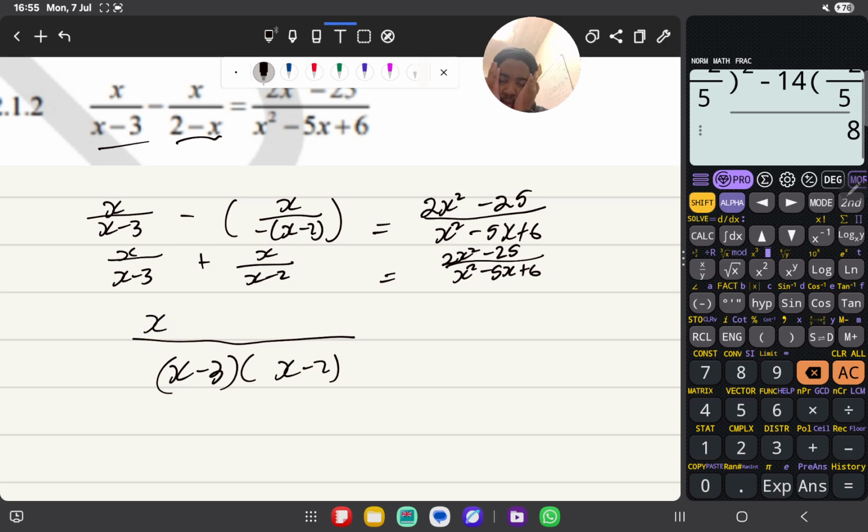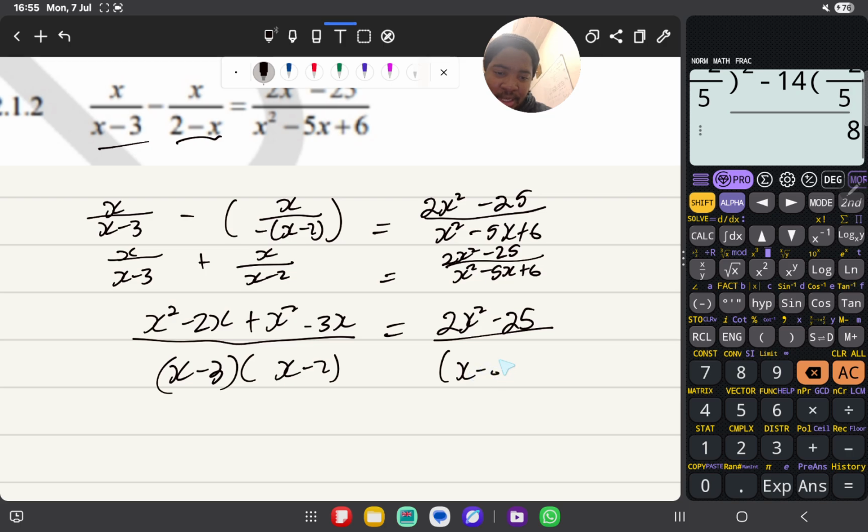Let me just multiply them. So it's gonna be x squared, it's gonna be minus 2x, and then here it's gonna be plus x squared minus 3x. So let me see, x squared minus 2x, x squared minus 3x. That is fine. So here 2x squared minus 25 over this we can factorize, and remember we said it's x minus 3.